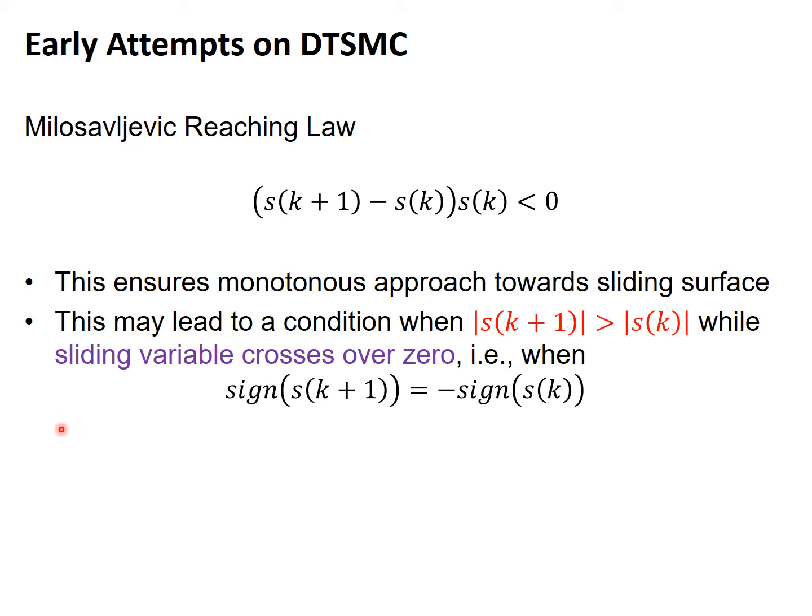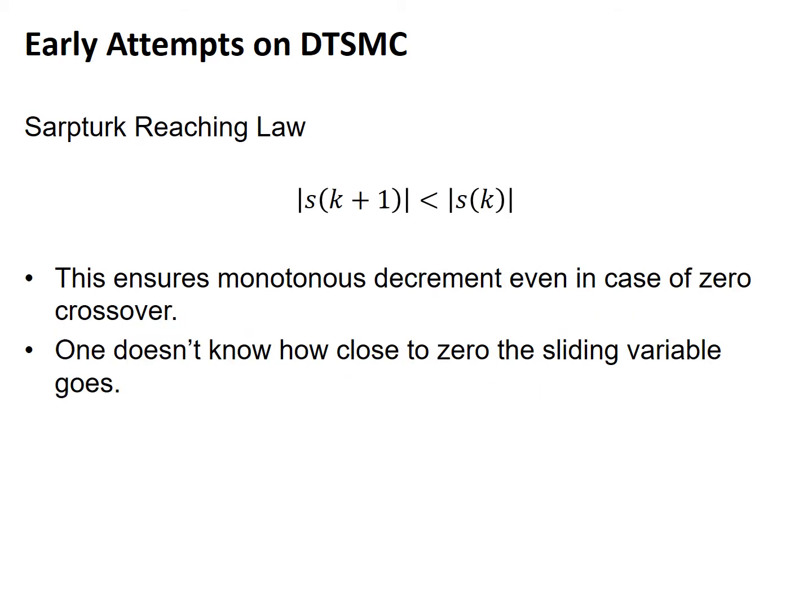So suppose here is the 0 line. Then you are coming from this side and going here. Then you can diverge away, then you can again diverge away. So this possibility is there in this reaching law. So this reaching law did not hold for very long, and Sharptooth corrected it.